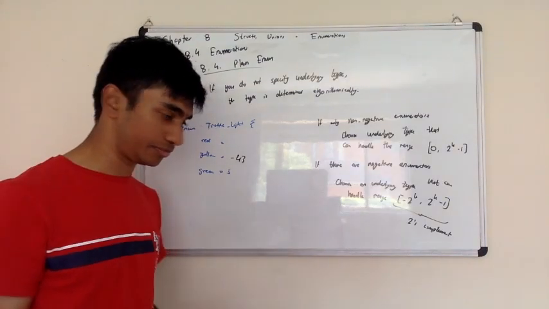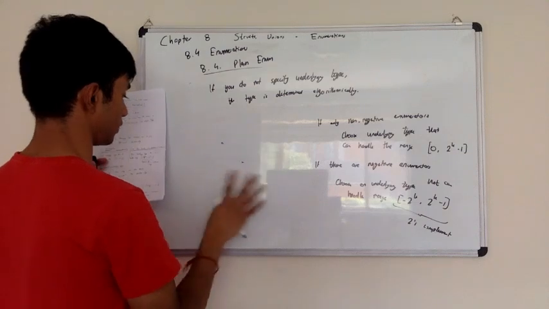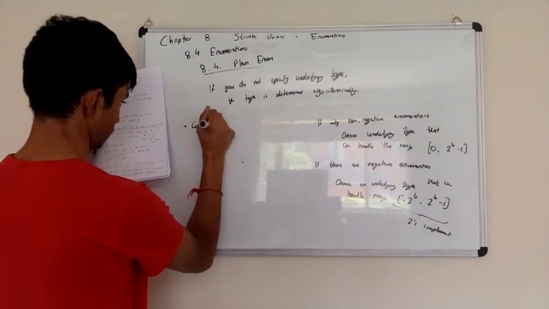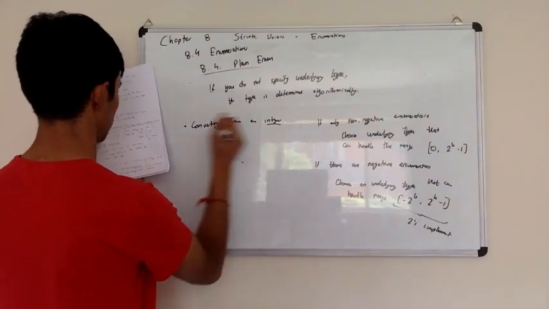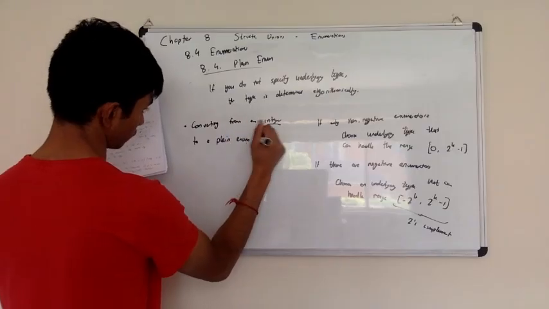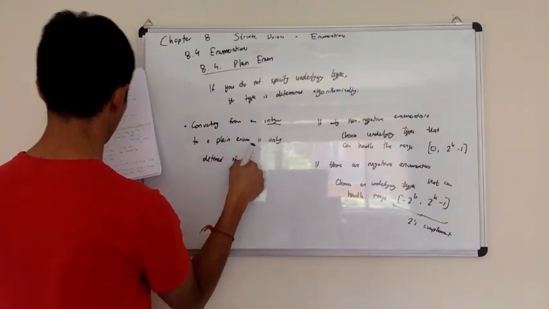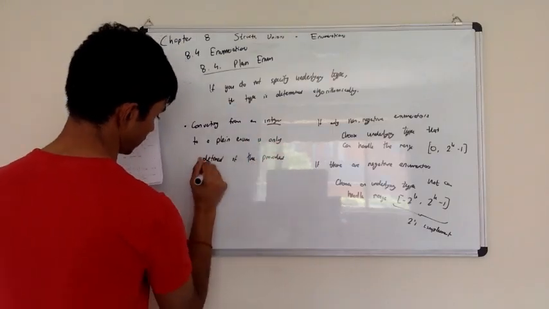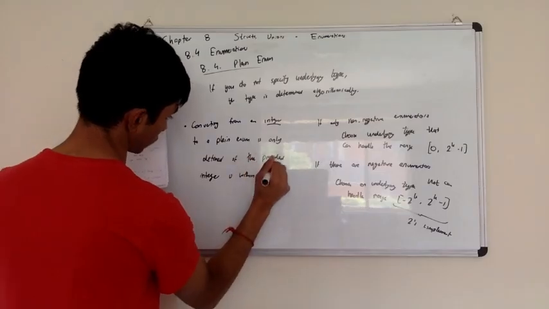And so, in that sense, we have this note that says converting from an integer to a plain enum is only defined if the provided integer is within the range.